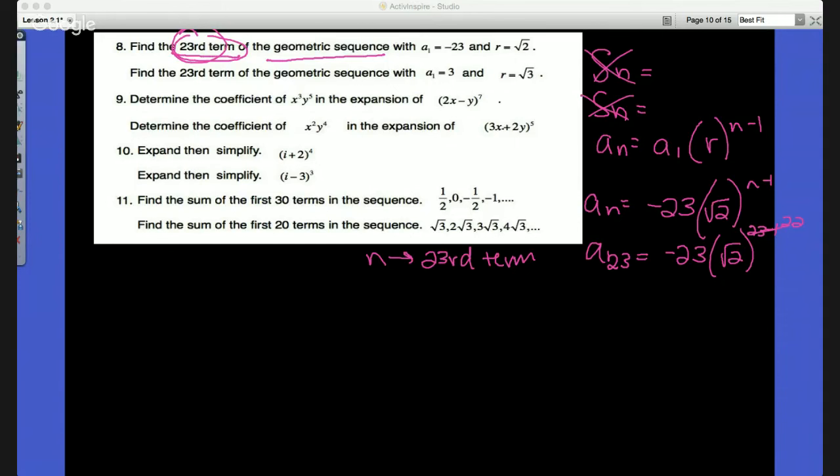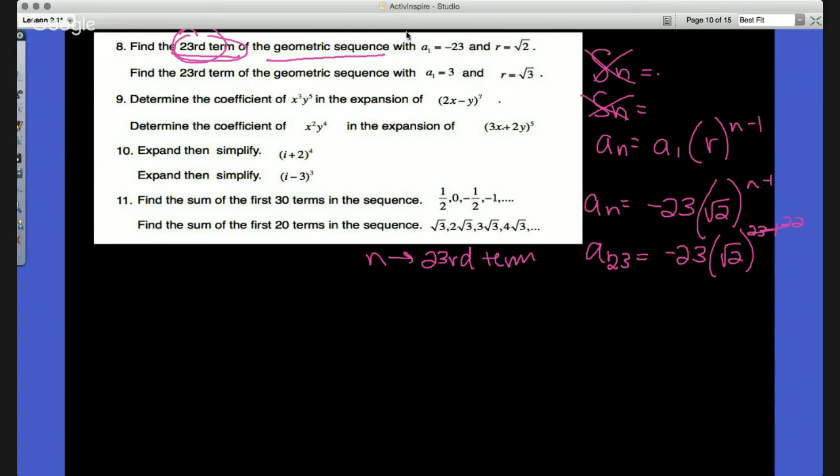So, all right, square root of 2 to the 22nd. We've got it. Perfect. I got 2048. Then I'm going to multiply this by negative 23. Now, you probably got a pretty big answer, and you're probably thinking, man, that's really weird. But overall, I got negative 47,104, and that was the answer I got for A.